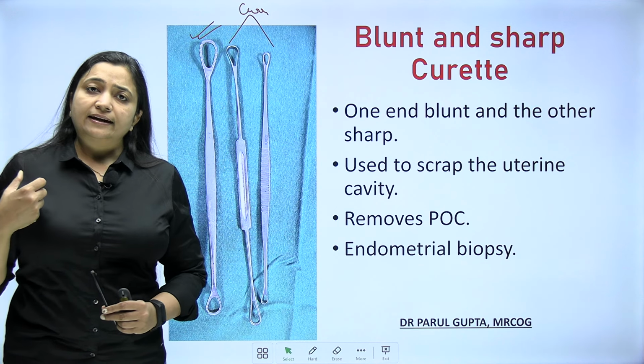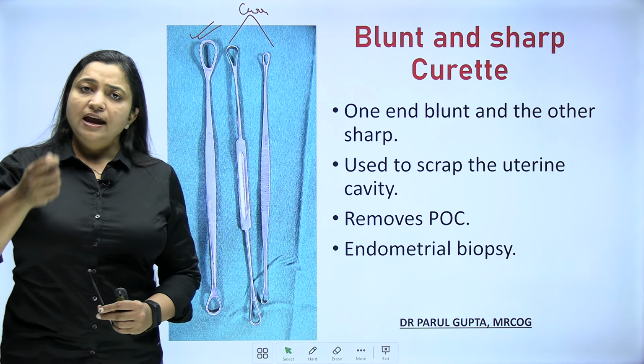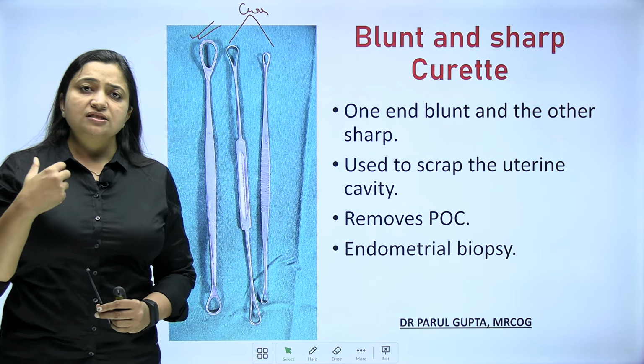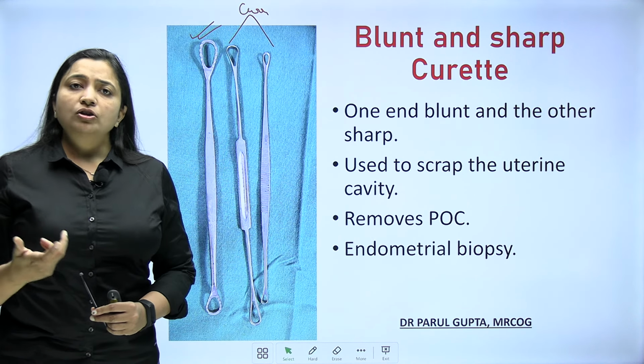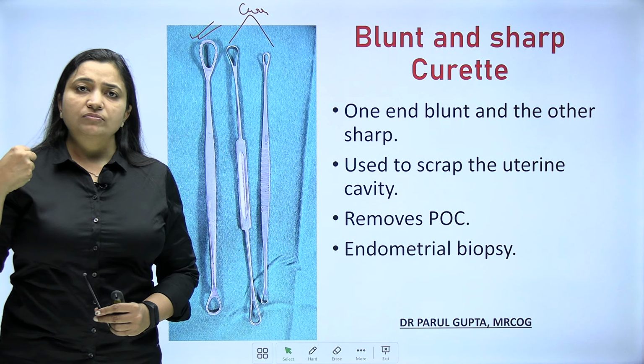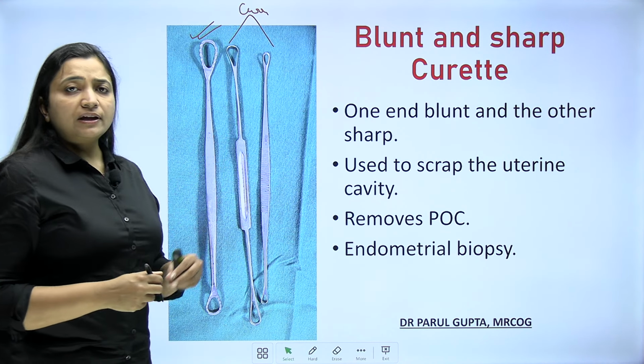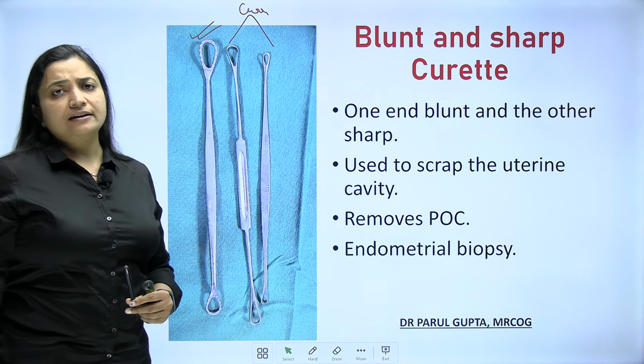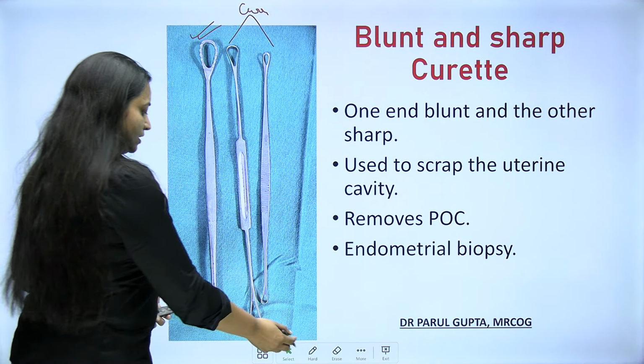So you have done dilatation, evacuation, suction, everything, and you want to check out anything which is just stuck, you just take it out. Or you are doing a blind endometrial biopsy. You want to take a sample from the endometrium, just scrape out a little bit of piece of the endometrium and send it for histopathological examination.